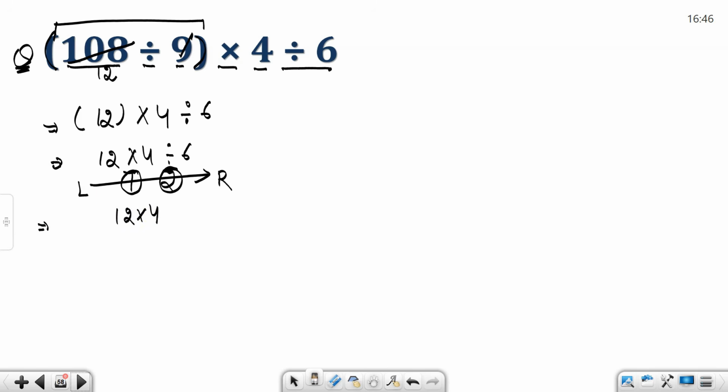12 into 4 divided by 6. Now it will be divided by 6. So let's solve further. 12 into 4 equals 48, and 48 divided by 6 equals 8. This is the right answer.